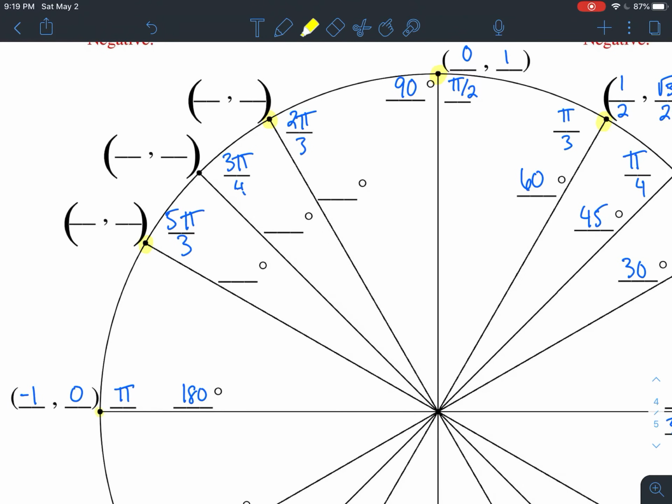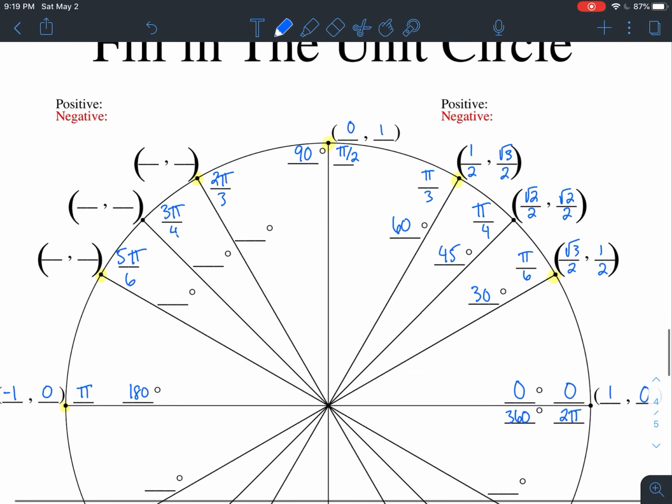And then 6 pi over 6 reduces to just pi. So you can keep going that way.